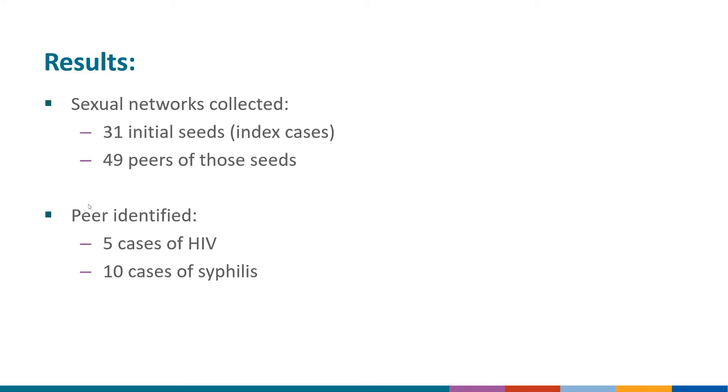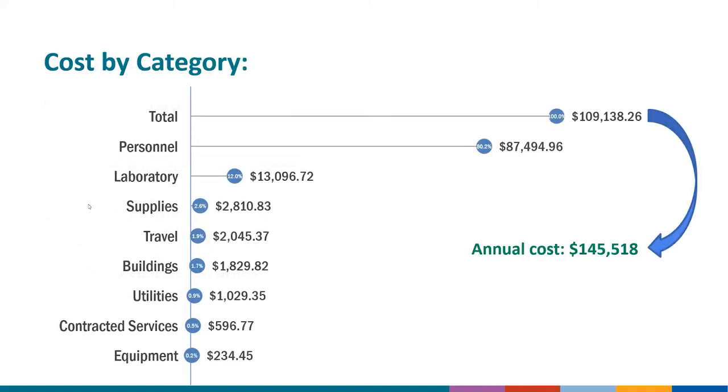There was another characteristic: at some point in our economic evaluation, there were peers that became seeds. They agreed and they became seeds. Okay, let's talk a little bit about the results.